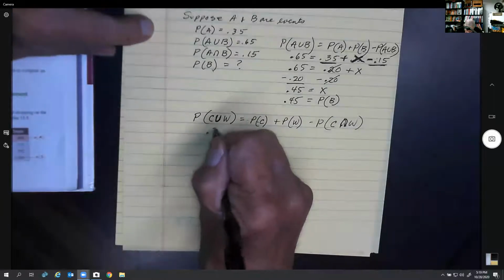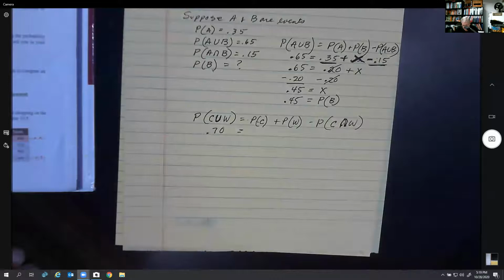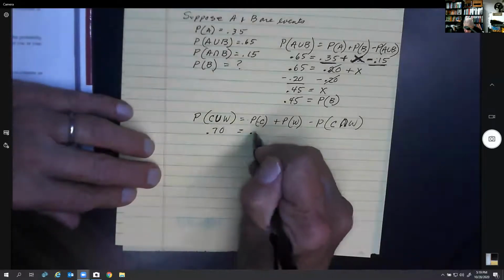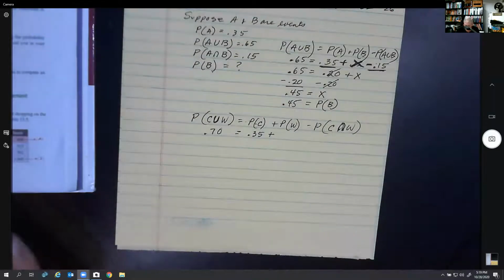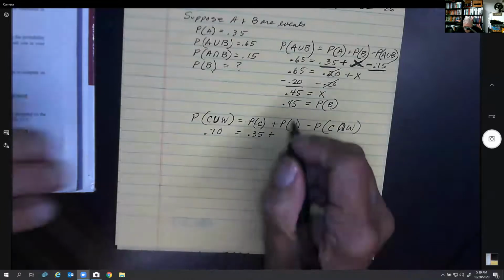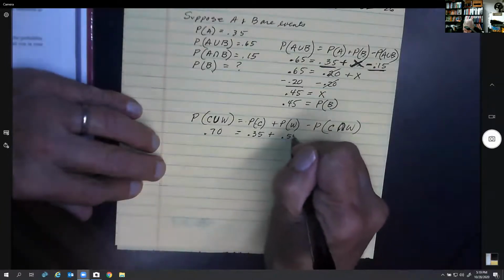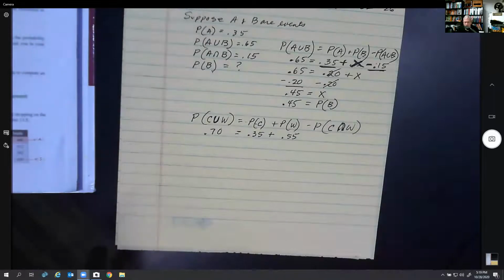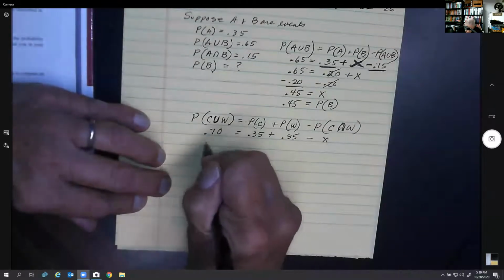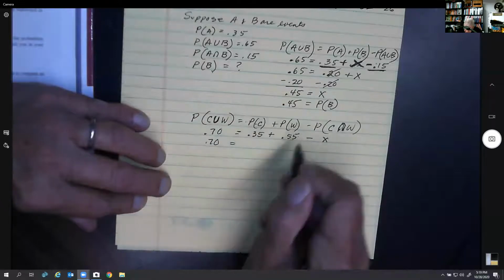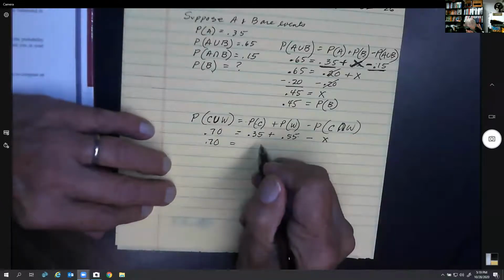So 70% would be 0.70. The probability of people wanting to just do the cardiovascular kind of get in shape was 35%. So this is 0.35. The probability that some people just wanted to lose weight was 55%. But what we want to know is how many people wanted to do both. They wanted to improve their heart and lose some weight at the same time. So let's call that X. Okay, 0.70 equals, and then we're just going to add these together. What would that be? 0.90? Is that right?